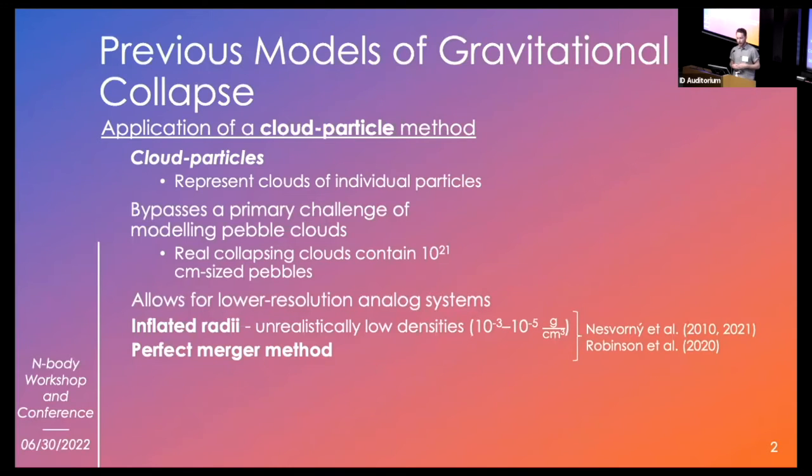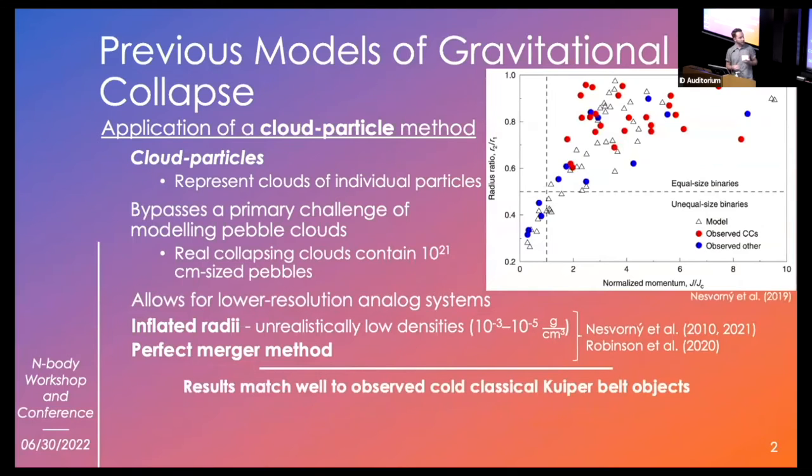And previous models used inflated radii to enhance the collision rate, because there'd be a lot of collisions effectively taking place at the start of the collapse process. But this resulted in unrealistically low densities for these particles and also precluded the tightest binary orbits from forming. And a lot of these simulations also use perfect merger methods, in which two particles collide and create a new spherical particle at the center of mass position and center of mass velocity.